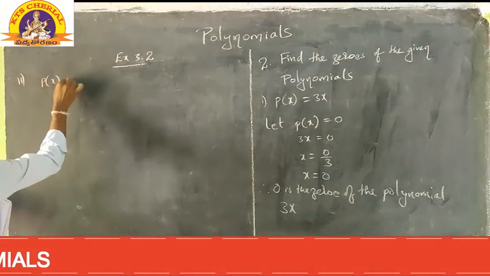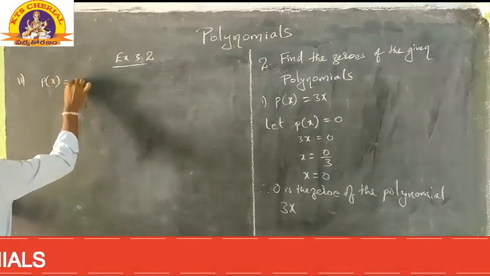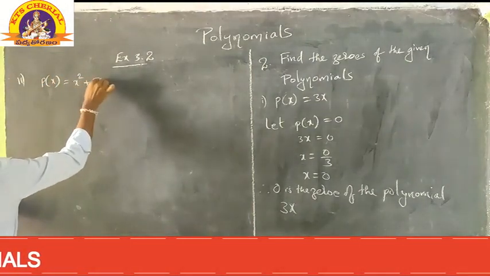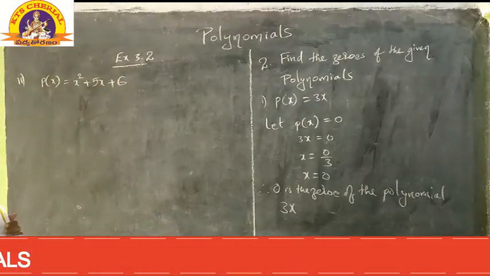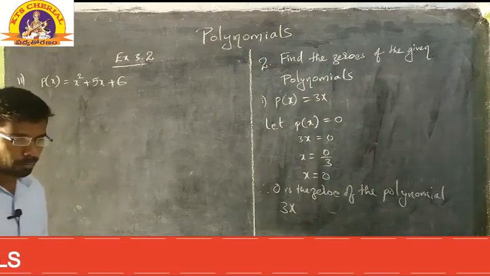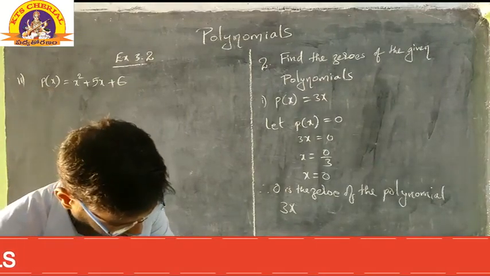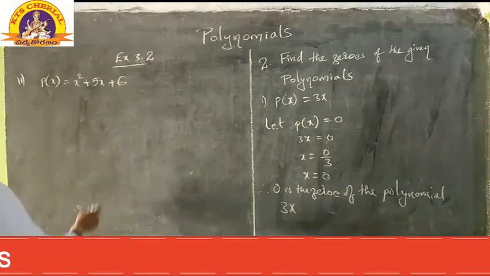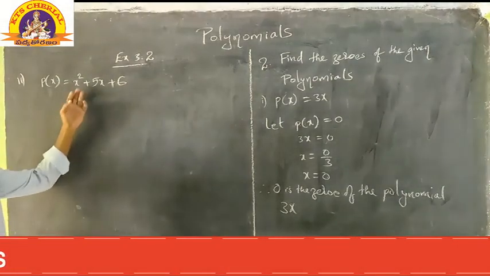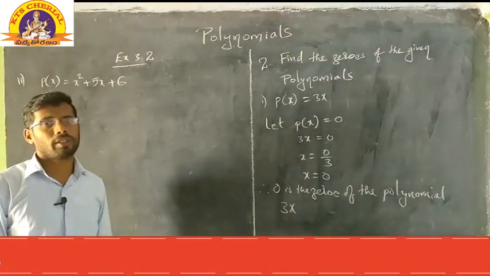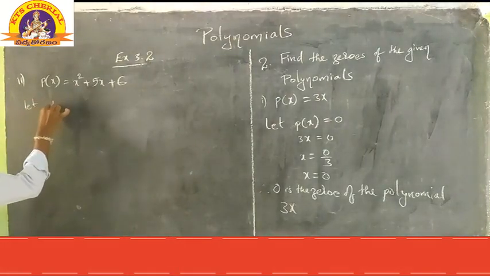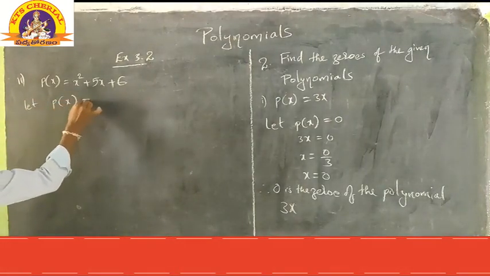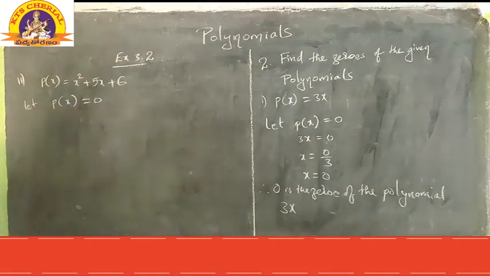Next, p of x equals x square plus 5x plus 6. Now he is asking to find the zeros of the polynomial. Already I said, whenever a polynomial is given and you are asked to find the zeros, you have to assume it as 0. I am assuming let p of x equals 0.